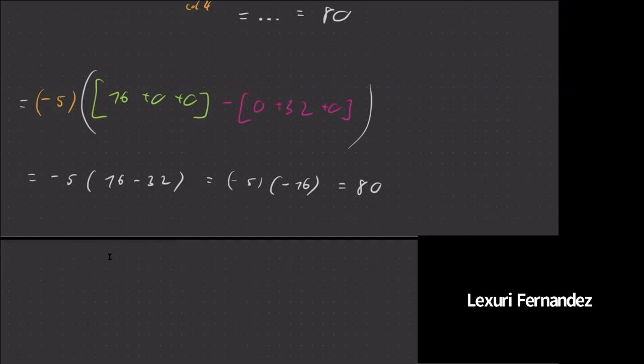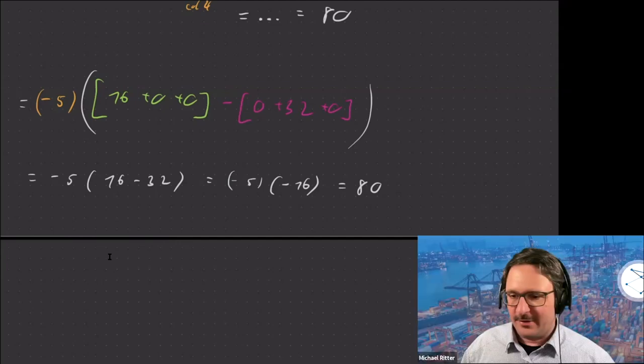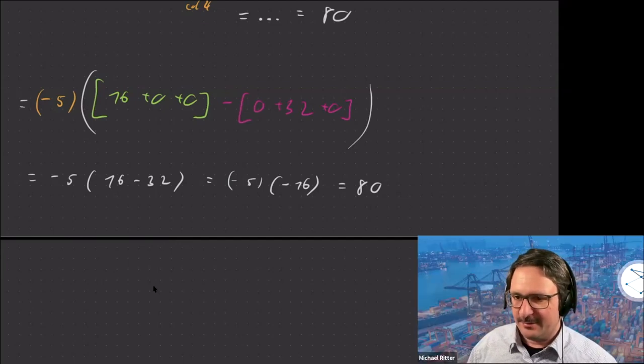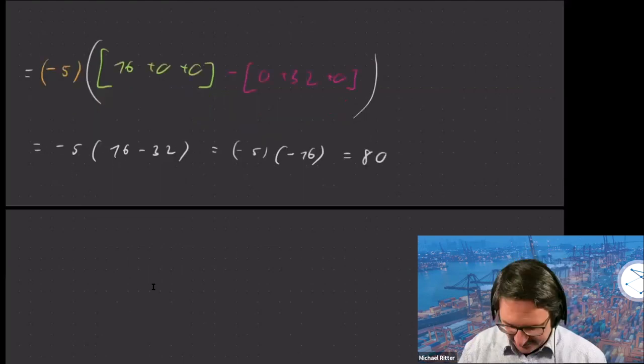There are no more questions, so we can continue. Okay, so let's continue with the matrix in part C then. That's actually the easiest one.